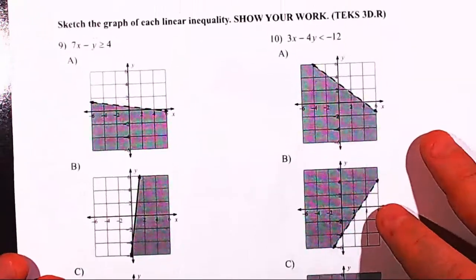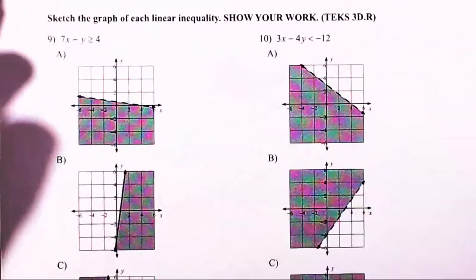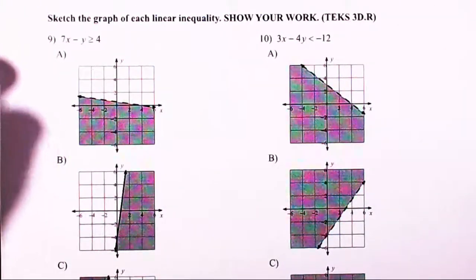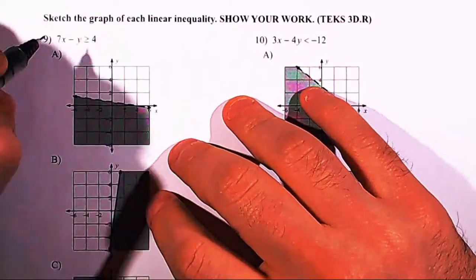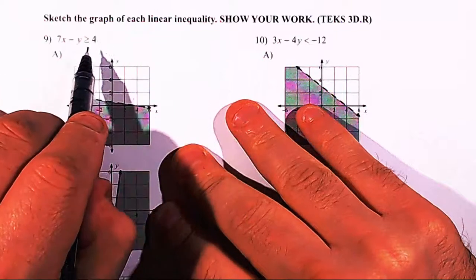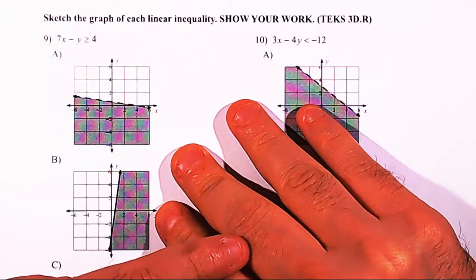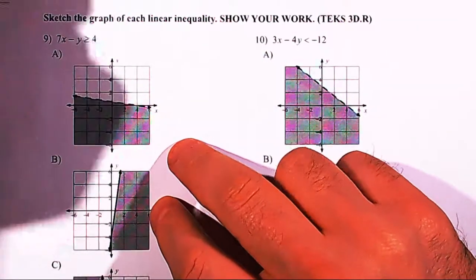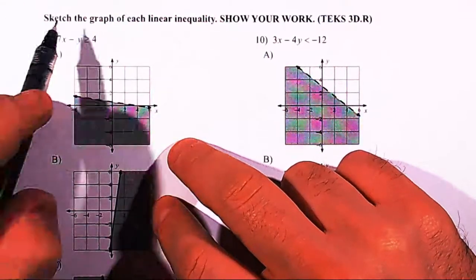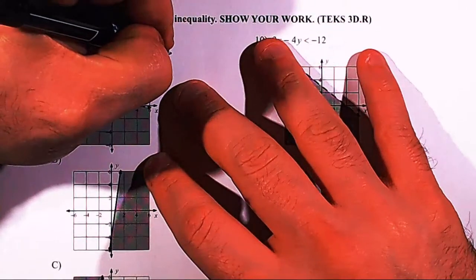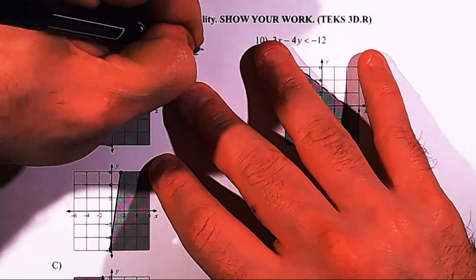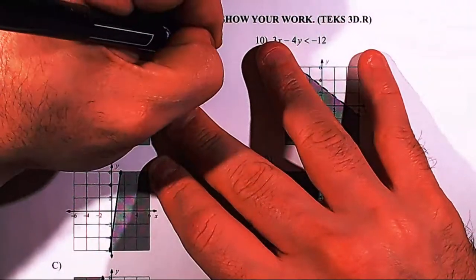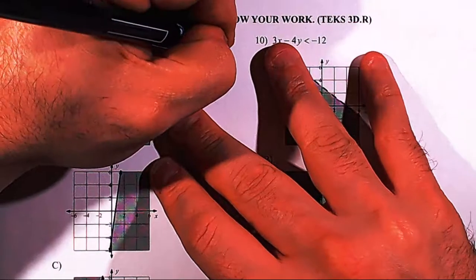Okay, back to the problems. So let's start getting these graphs ready to go. So here we're adding this layer of complexity because now it's not an equal sign, it's an inequality symbol in a linear inequality. So now let me write this out. 7x minus y is greater than or equal to 4.